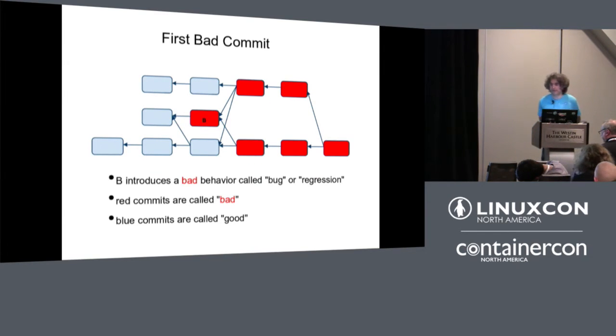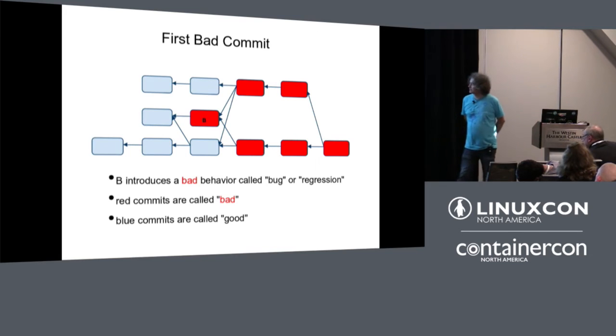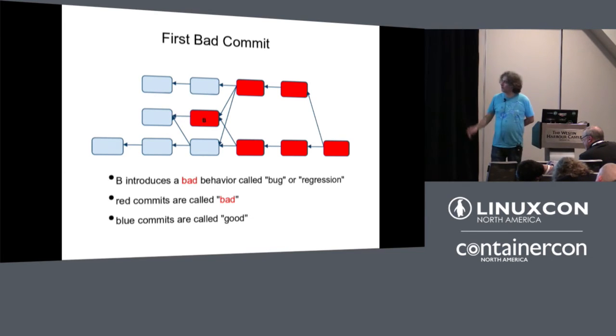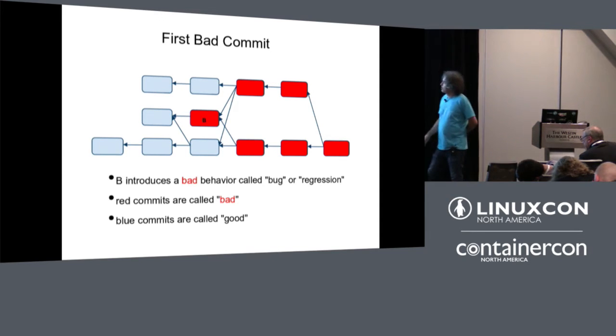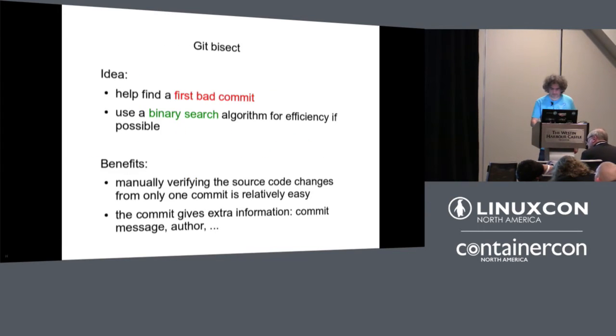And the idea behind git bisect, by the way, how many have been using git bisect already? Yeah, a lot, that's nice. So the idea behind git bisect is to find the first bad commit, which is the commit that introduces a behavior that is usually a bug or a regression. And as you can see, all the commits that are descendants of the first bad commit also have this bug, let's say. And we are using a binary search algorithm for efficiency.